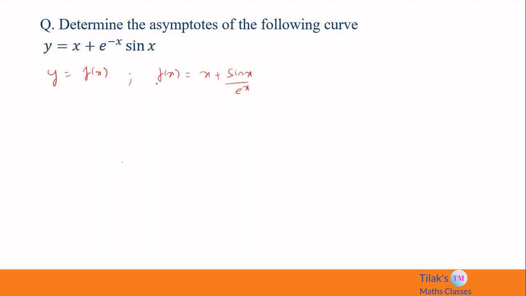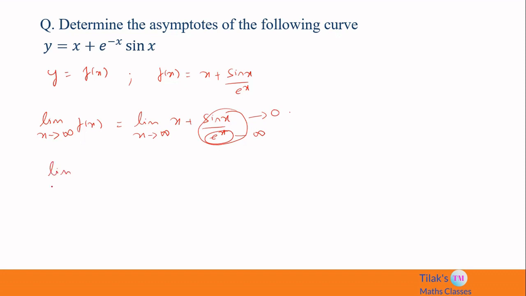Now, let us determine the limit of the function as x tends to infinity. So, the limit as x tends to infinity of f(x) is equal to the limit as x tends to infinity of x + (sin x) by e^x. When x is tending to infinity, e^x is tending to infinity. Sin x is some value which lies between minus 1 and plus 1. So, this is a small finite real number divided by something which is tending to infinity. So, this term is tending to 0. So, we can write this as the limit as x tends to infinity of x. So, the limit is not a constant value. So, we can say that there is no horizontal asymptote.